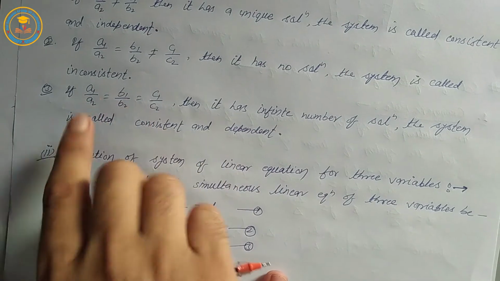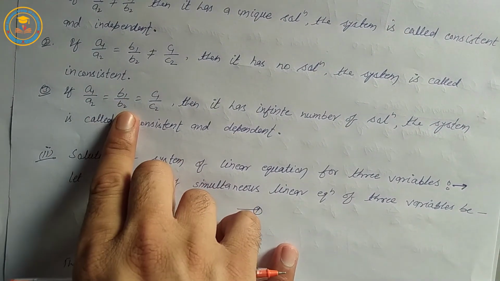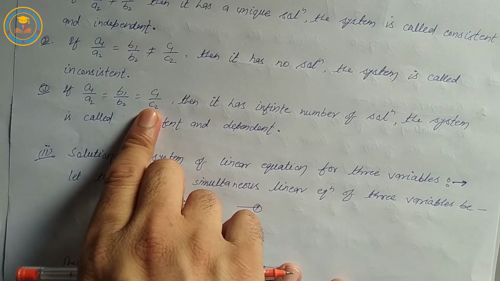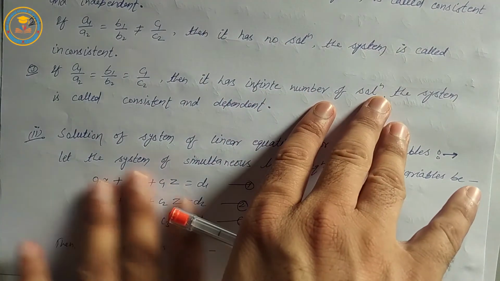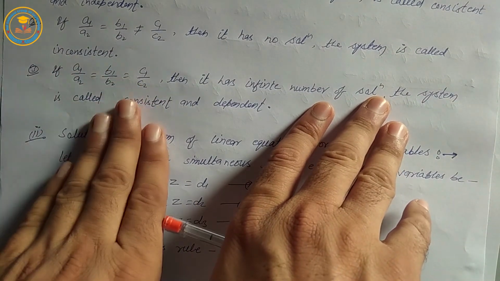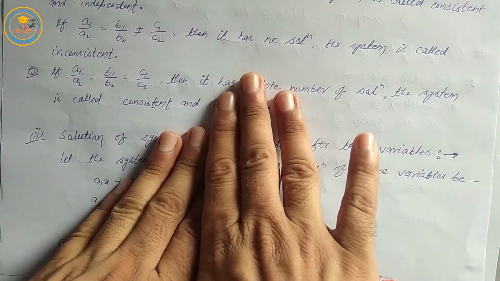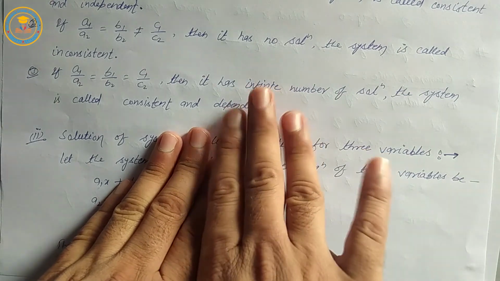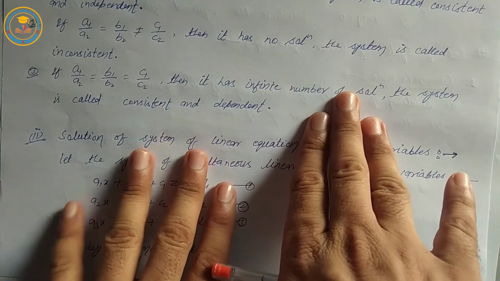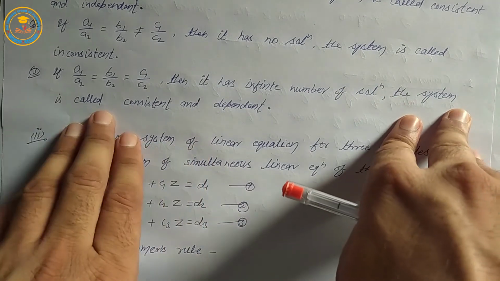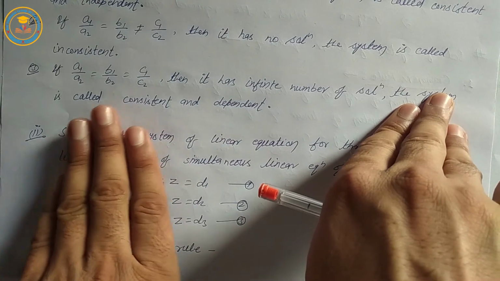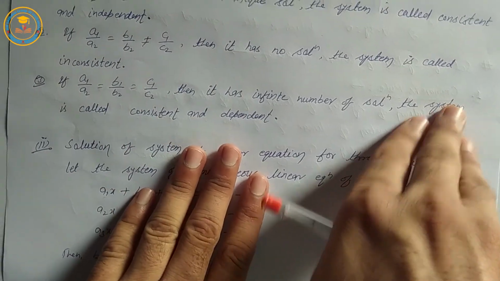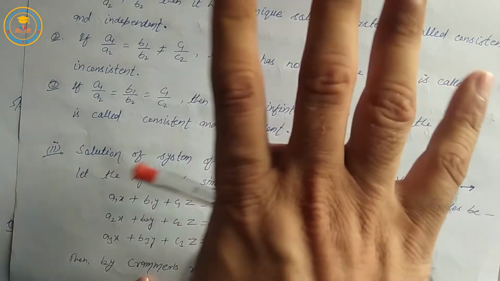Point number three: a1 upon a2 equals b1 upon b2 equals c1 upon c2. Then it has an infinite number of solutions. The system is called consistent and dependent. These are the three special conditions: first, second and third. Okay, next topic.